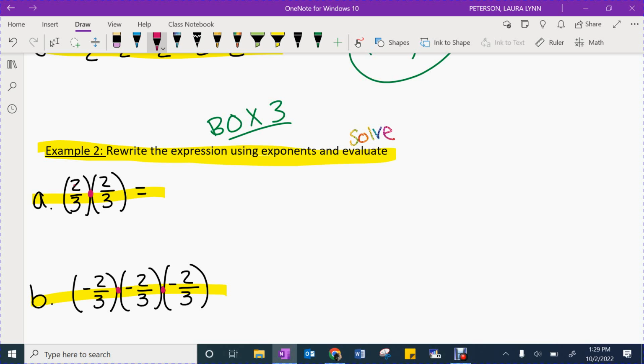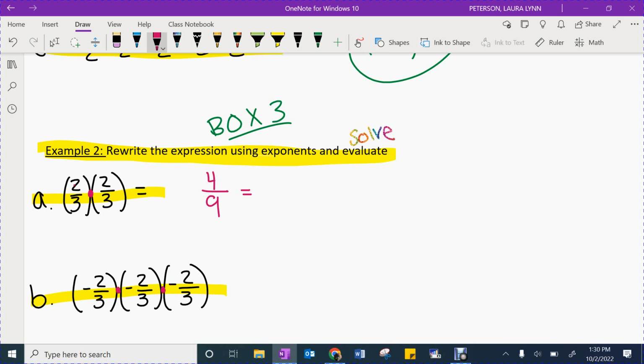So 2 times 2 is 4, and 3 times 3 is 9. If you could simplify, you would, but I can't. So I have 4/9 as my evaluated answer, the solved answer. But I also need to write what was my original problem written as an exponent. So right next to the 4/9, I'm also going to draw another equal sign, and just like example 1, I'm going to ask what was being repeated.